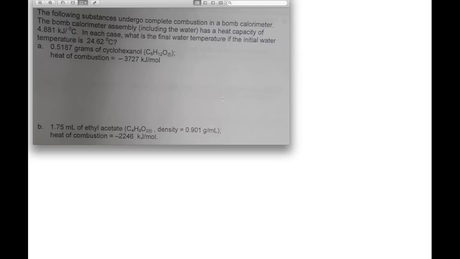We have 1.75 milliliters of ethyl acetate. Okay. So they give us 1.75 milliliters. And I guess they are also looking for the final temperature, so TF. And since it's a combustion, it's going to be greater than 24.62 degrees Celsius.